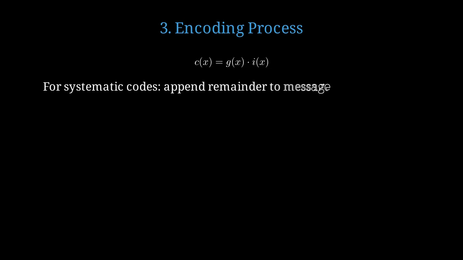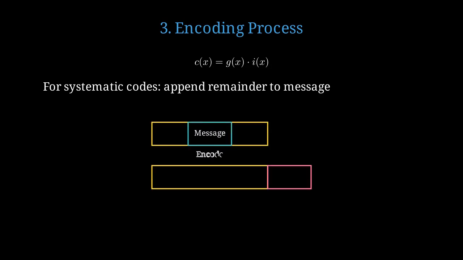Encoding is straightforward polynomial multiplication. The code word polynomial c(x) equals the generator polynomial times the information polynomial. For systematic codes, you append the remainder of dividing x^2t times I(x) by g(x) to your message. In systematic encoding, the original message appears unchanged with parity symbols appended at the end.